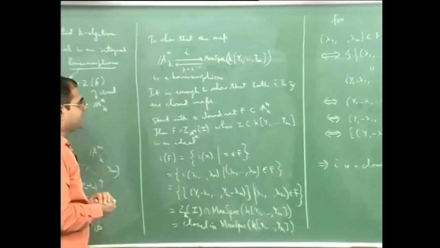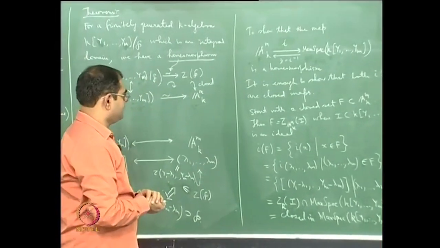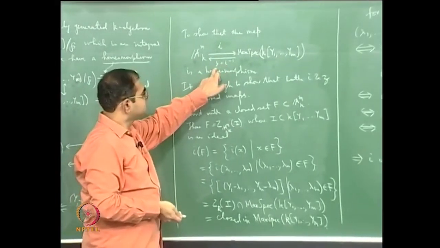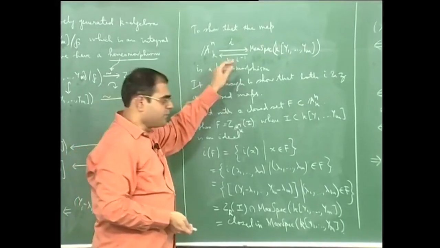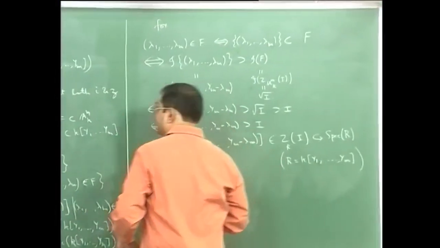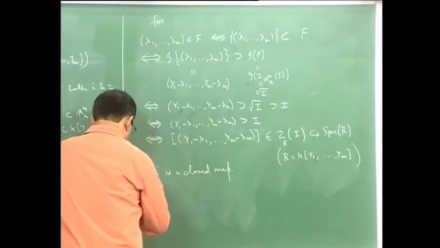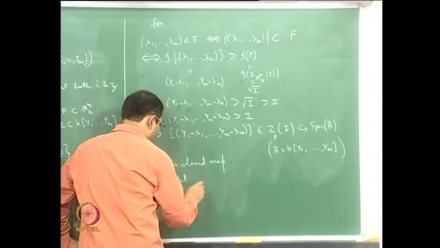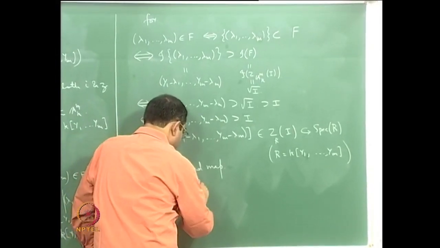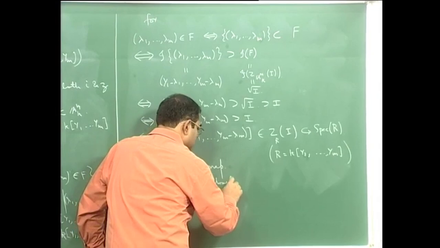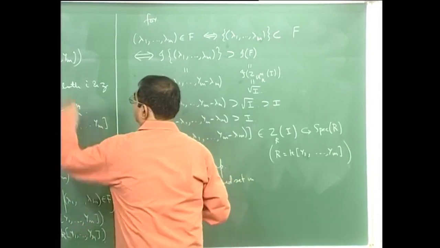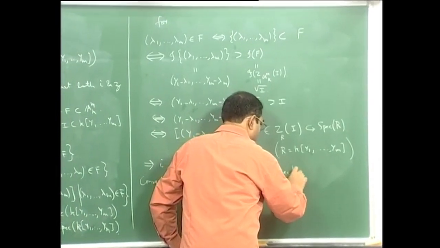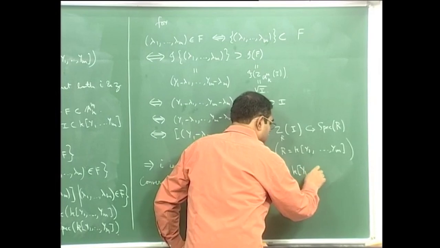And in principle, one should be able to reverse this whole argument and show that I inverse, which is Z, is also a closed map. So how will you show that? That's also pretty easy. Conversely, let T be a closed set in max spec k[y1, ..., ym].